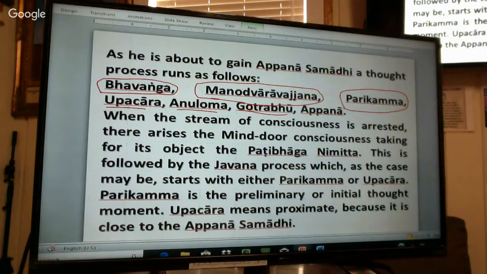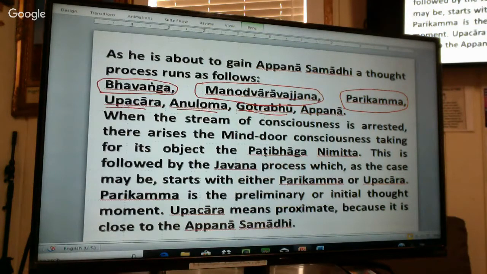When it's not with wisdom, this can lead to depression, because the mind is so concentrated on the negative object, and then the depression. Maybe not successful. Without wisdom, it's not successful, and then it can lead to something else. So, parikamma, upachara, anuloma, gotrabhu.